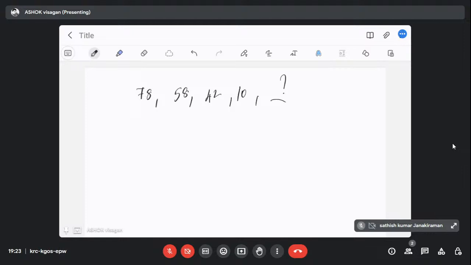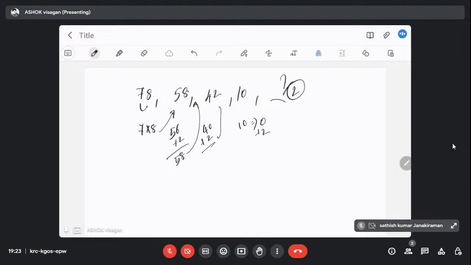So if you take this one, 7 8s are 56 plus 2, so the answer is 58. 5 8s are 40. 40 plus 2 is 42. 1 zeros are 0. 0 plus 2 is 2. The next number should be 2. That's it. After that, the series should end. So the last number from this one is 2.